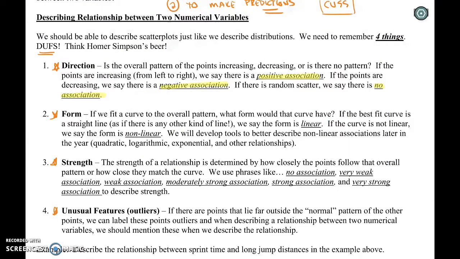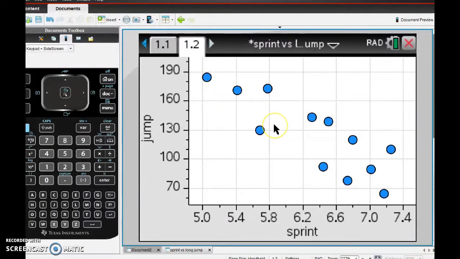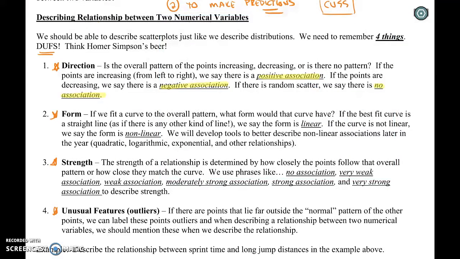Form. If we fit a curve to the overall pattern, what form would that curve have? If the best fit curve is a straight line, we would say the form is linear. This looks pretty linear to me. Basically, we default to a linear relationship unless you see significant curvature. There's a lot of spread, but I don't see any curvature, so I'm going to say it's linear. However, if the curve is not linear, then we can say it's nonlinear. In the past, you've probably studied a lot of different models, sinusoidal, quadratic, all these things. In this class, we're just going to talk about linear and nonlinear.